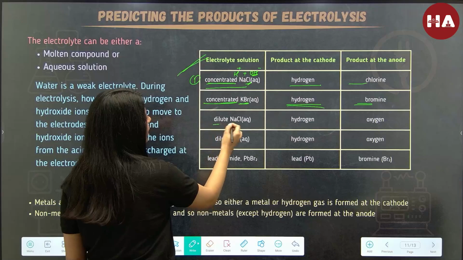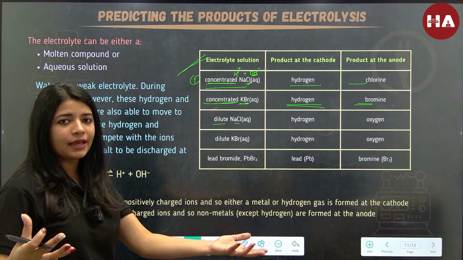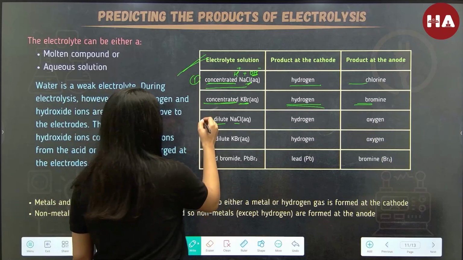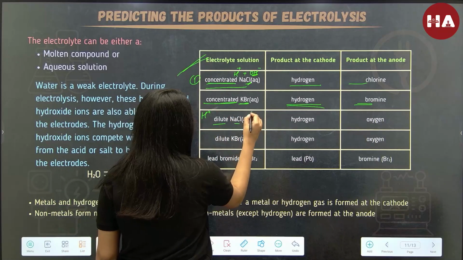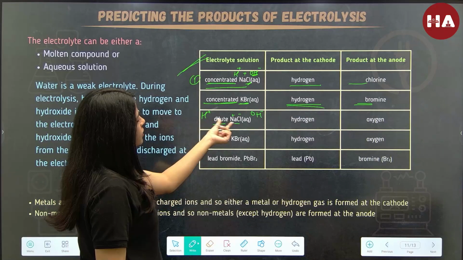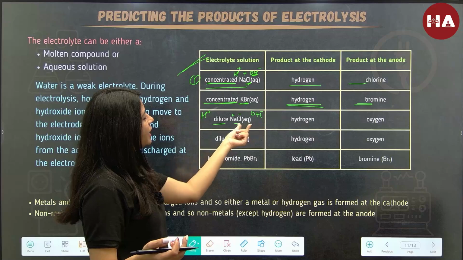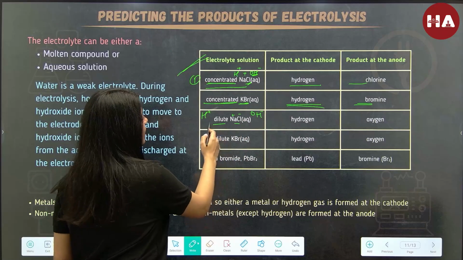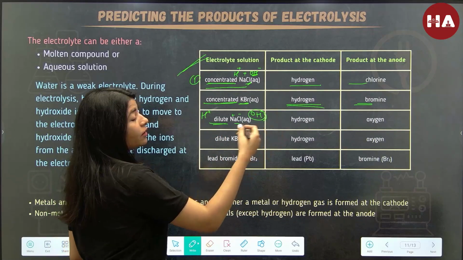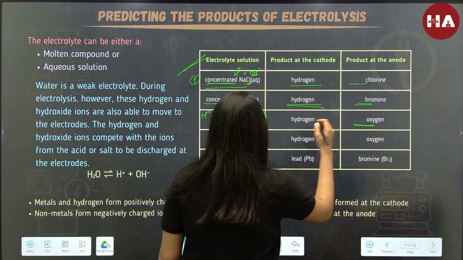Okay, next is your dilute NaCl. Dilute means water is at higher concentration and NaCl is present in lower concentration. So in this case, again, these ions will be competing with these ions. In the positive case, we have to check the reactivity, so hydrogen will be produced, and in the negative case, we have to check the concentration. It is dilute, hence OH minus will react and form oxygen, hence oxygen will be produced.